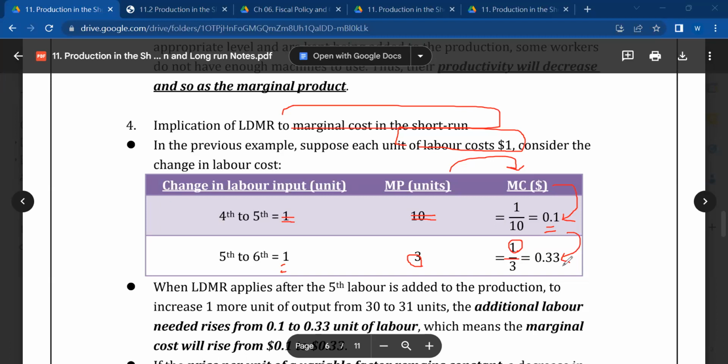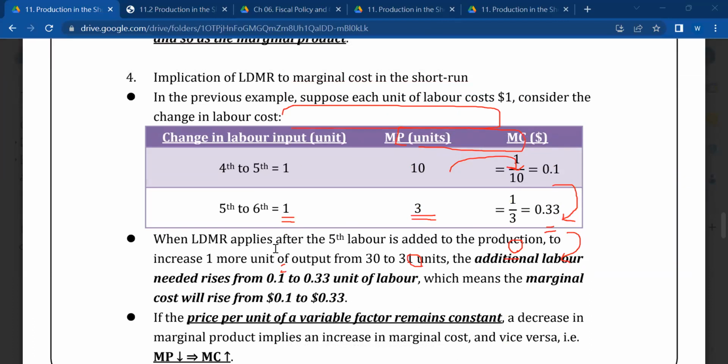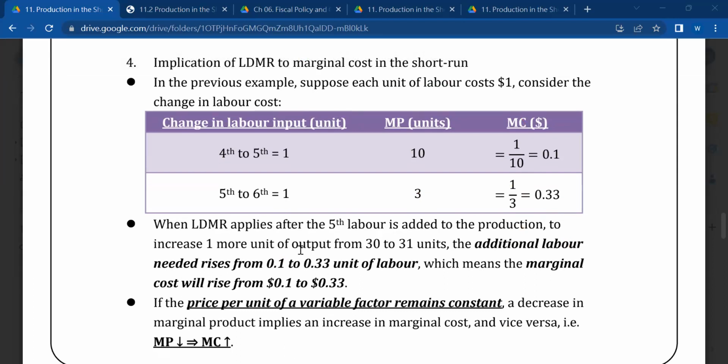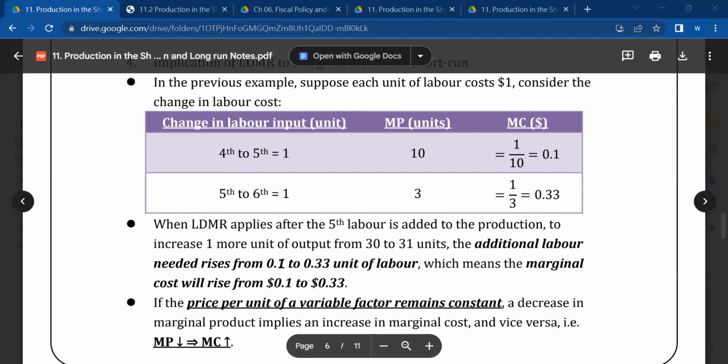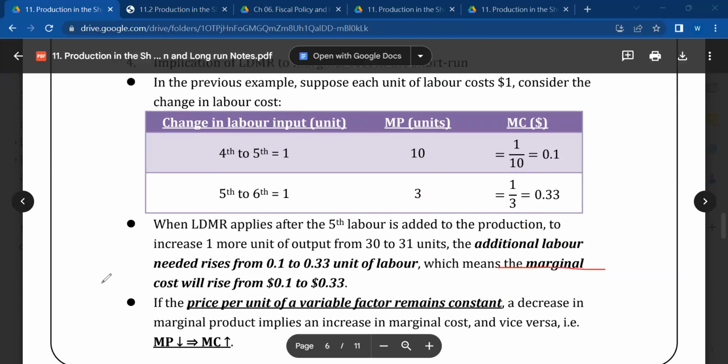0.33. Okay? Is that okay? So now let's see the wording above at the bottom. When the law of diminishing marginal returns applies after the 5th labor is added to the production, to increase one more unit of output from 30 to 31, the additional cost will rise from 0.1 to 0.33. That means the marginal cost is 0.1 to 0.33.